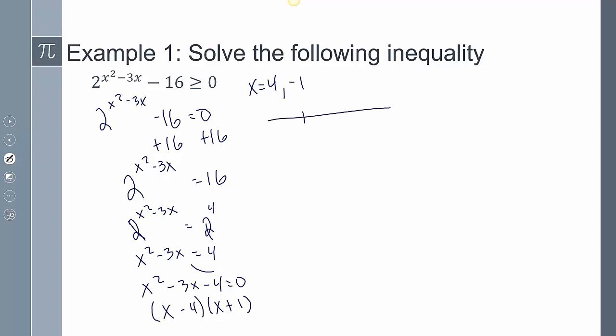So I place those values on the number line, negative 1 and positive 4, because it's equal to, solid circle, solid circle. So now I need to test the values in the intervals, like negative 2, 0, and 5. So we need to test them. So if I plug in negative 2, this is going to give me 4 plus 6, which is 10. 2 to the 10th power minus 16, that is definitely positive. Now test 0. So 2 to the 0 power is 1. 1 minus 16 is negative.